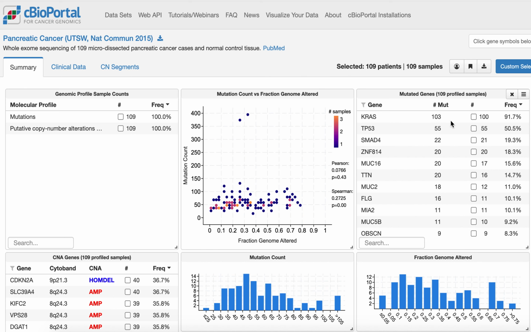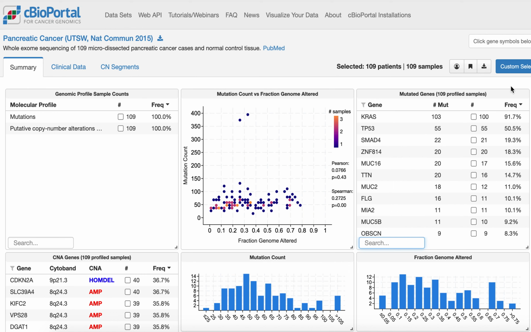Because each patient provided only one sample, we'd expect that if there were 100 patients with KRAS mutations, then there would have been 100 mutations identified. Therefore, in this example, it means that some of the patients in the study had more than one mutation in KRAS. However, if we look at the frequency, we would find that 91.7% of the patients have KRAS mutations, as this number is calculated by dividing 100 by 109 patients in the study.